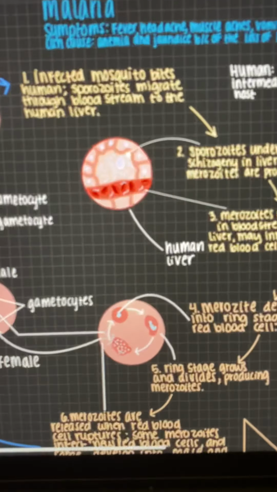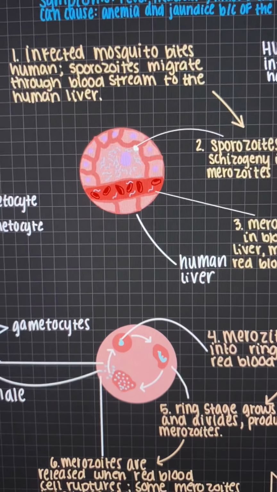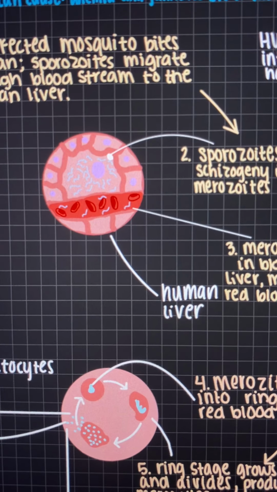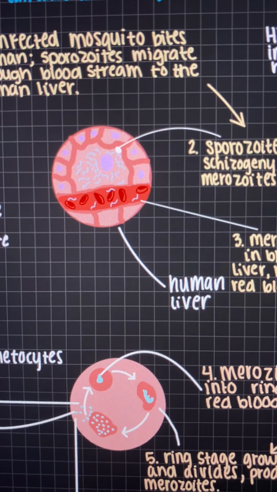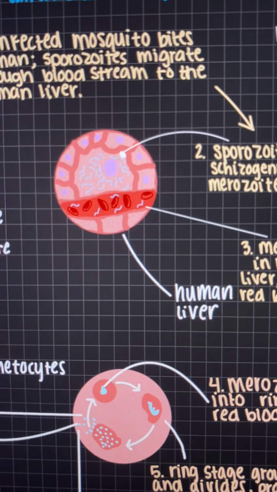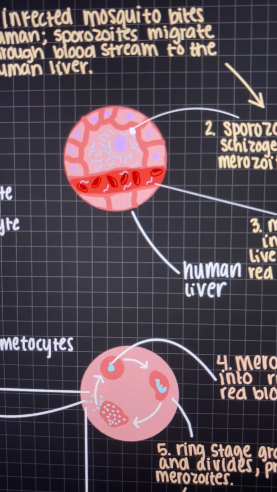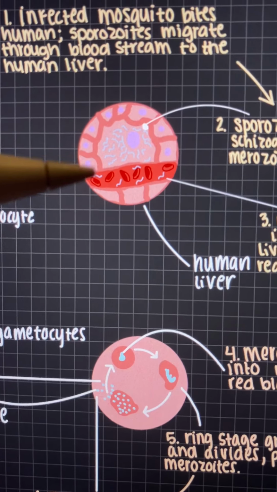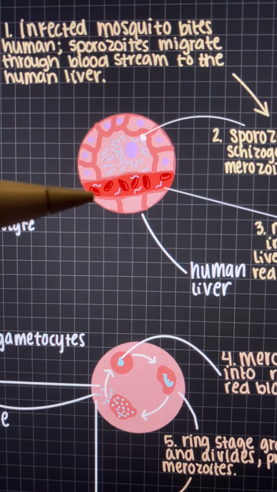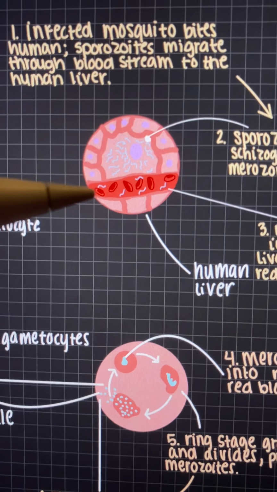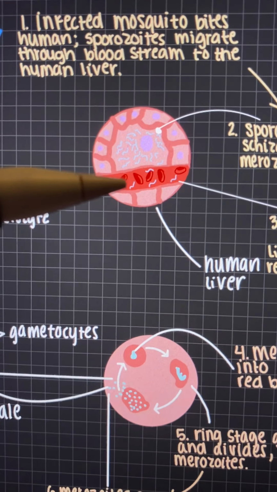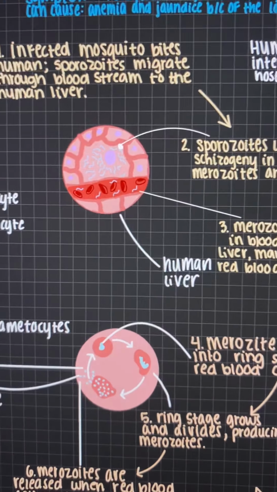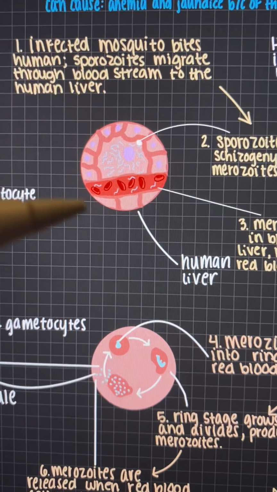So if you look closely at the picture I have drawn, if I can get it to focus. So the sporozoites are right here in the small blue section over here, and the merozoites are right here close to the red blood cells you can see that I have drawn. And this overall right here is the human liver.